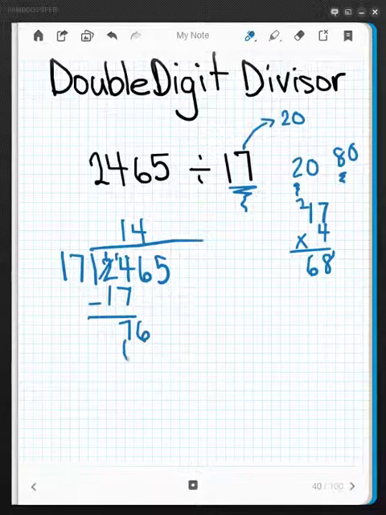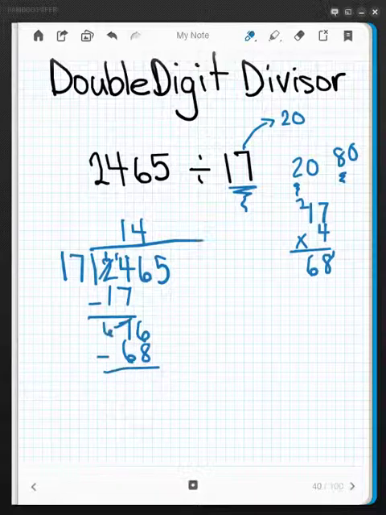4 times 17 is 68, and then I do the subtraction. So here we go, 16 minus 8 is 8. By the way, if what you get as a remainder here is bigger than your divisor, that means your quotient wasn't quite big enough. You need to erase it, bump it up to the next value, re-multiply and resubtract. That's how you know. All right, so now the 5 comes down and we divide again.